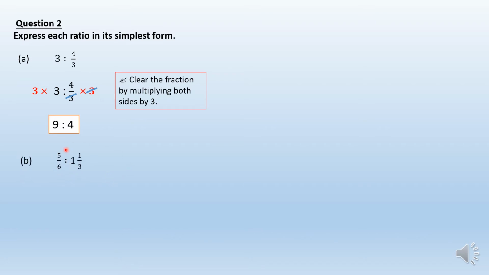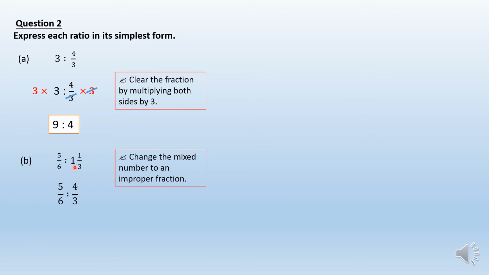Right, so here we've got a proper fraction and a mixed number. So perhaps it's better to change the mixed number to an improper fraction. Okay, 1 and 1/3 is 4/3.